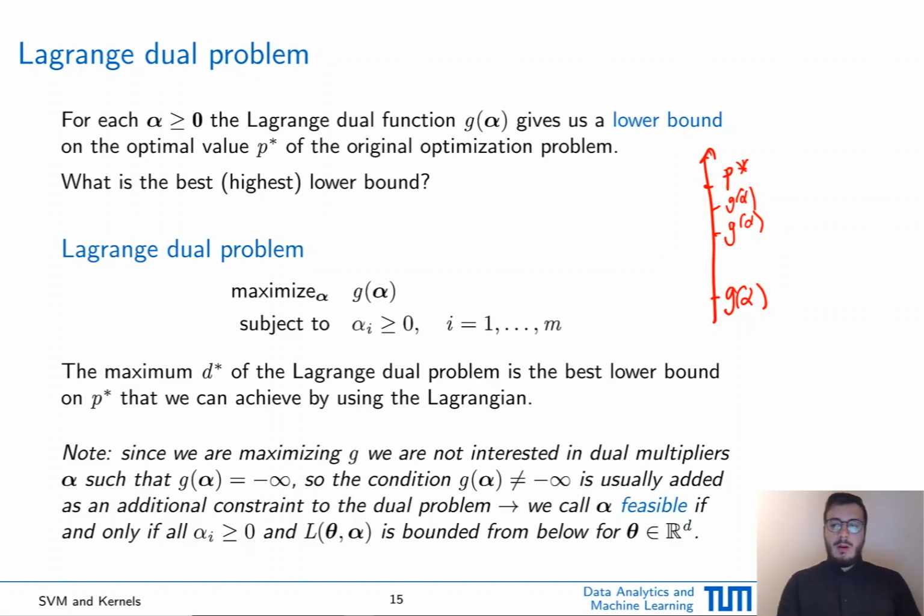And if we denote the value of this new problem, which is now called the Lagrange dual problem, where we're maximizing over this function g of alpha, subject to the constraint that alphas are positive, then what we get out of it is the best possible lower bound on p star. Here, as a side note, we also try to enforce an additional constraint that g of alpha is not infinity, because this case is really not interesting. But this is just a minor technicality.